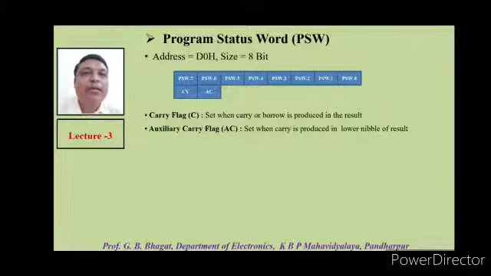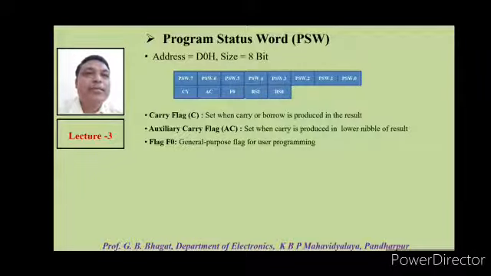The next, the second MSB or bit 6 of PSW is assigned for auxiliary carry. Auxiliary carry means the auxiliary carry will be set or produced in the lower nibble of the result. That is, if in the lower nibble of the result a carry is produced, then this auxiliary carry bit will be set. The next bit is F0. F0 is a general purpose flag for user programming.